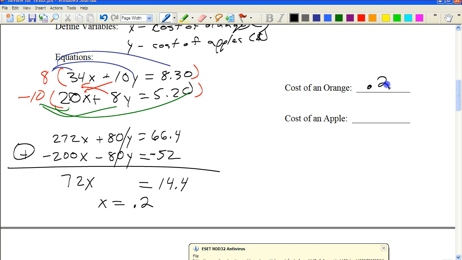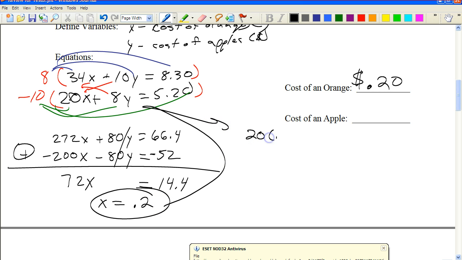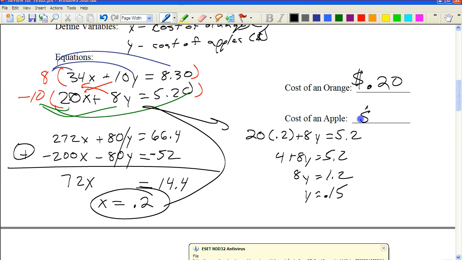So the cost of each orange is going to be 0.2, 20 cents. And then we're going to go ahead and take that and put it back into one of the originals that we wrote. I'm going to put it into the second one just because it's nice. So 20 times 0.2 plus 8y equals 5.2. So 20 times 0.2 is going to be 4 plus 8y equals 5.2. And minus 4, 8y is going to be 1.2. So 1.2 divided by 8, and we get y equals 0.15. And so we get 15 cents, or $0.15 for each apple.